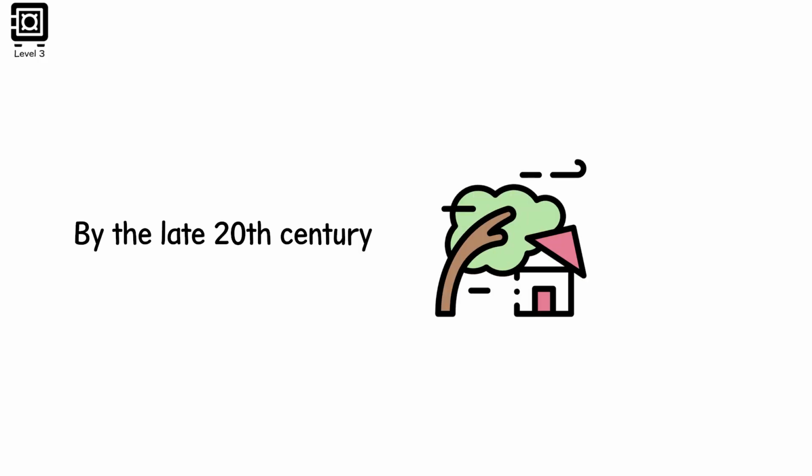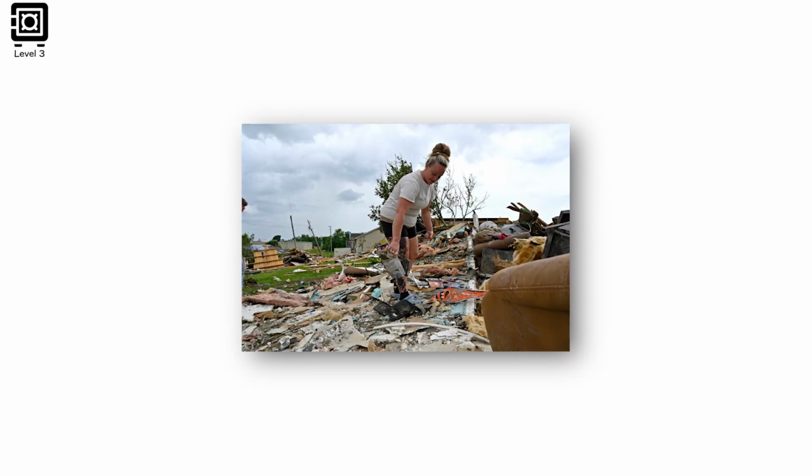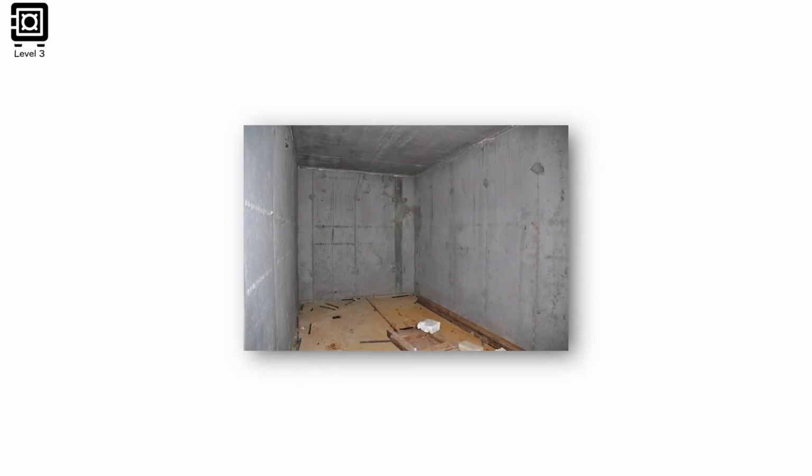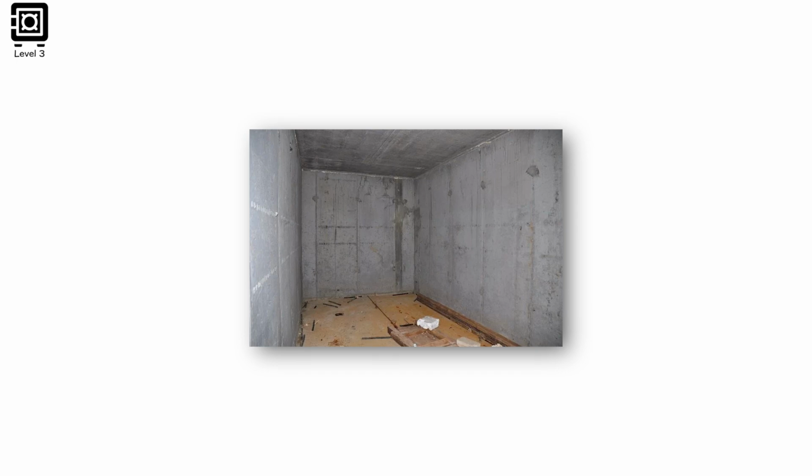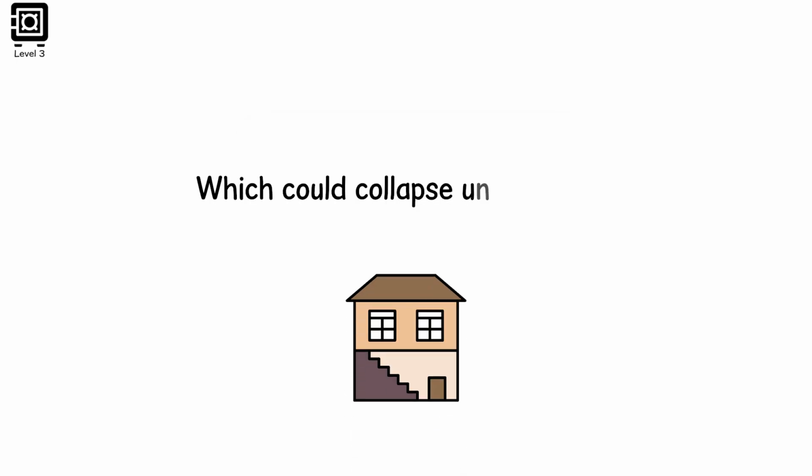Level three, the safe room. Concrete and steel, engineered to defy even the strongest winds. By the late 20th century, storm cellars weren't enough. Tornadoes had grown more devastating in populated areas, and people needed protection inside their own homes. Enter the FEMA Safe Room, a reinforced steel and concrete vault designed to withstand EF5 winds. Unlike a basement, which could collapse under debris, a safe room was engineered for one purpose: to keep people alive, no matter what was happening outside.